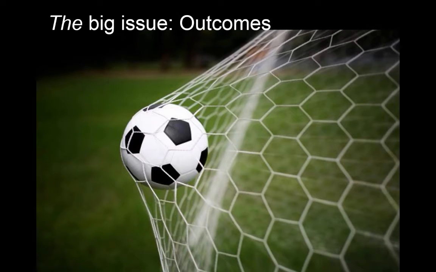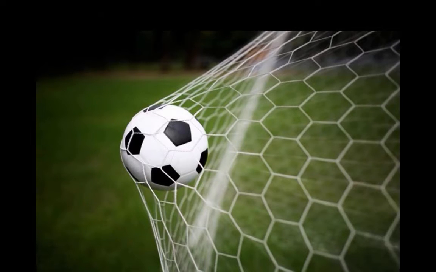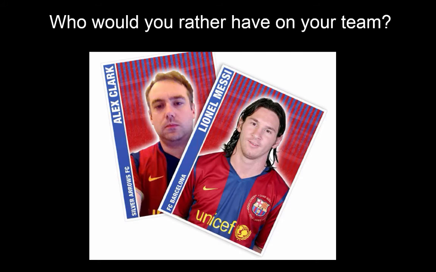And like health and education and social work and psychology and all manners of our disciplines and fields, outcomes are important in football. And the big issue in football is, of course, the outcome of the goal. Doesn't matter if you score more corners in the game than your opponent. What matters most is if you score more goals. So goals are a key outcome in soccer. And for everyone out there, I would like to ask you, who would you rather have on your football team, assuming you want to score more goals? Would you like to have the player on your left, Alex Clark, or the player on your right, 4 times World Player of the Year, Lionel Messi? And in many ways, these two players look the same.